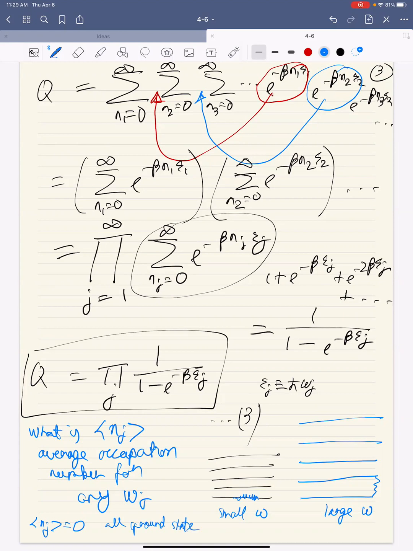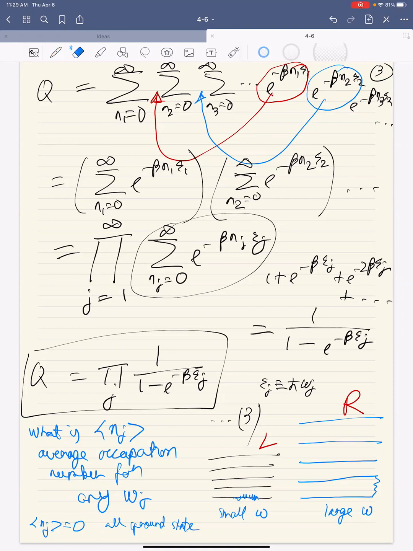What do you expect Nj to look like as the temperature increases? It goes up, right? The high values should become higher and higher. Do you expect average Nj to depend on omega? At the same temperature, which one should have higher Nj, the left one or the right one? Why should the left one have higher Nj? Jared, what do you think? Spacing is smaller. It's easy to excite. You can get higher occupation.